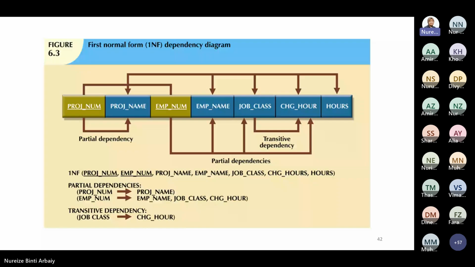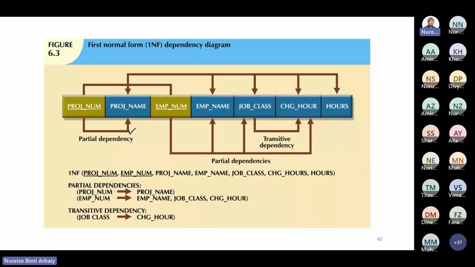How do they know that this is a partial and this one is a transitive? Project number can be demonstrated to be a candidate for the primary key. So when the project number determines the project name, this relation is a partial dependency. They name this relation as a partial dependency.